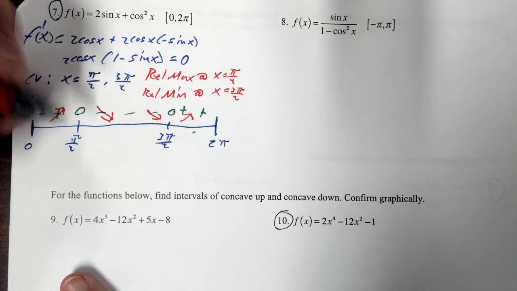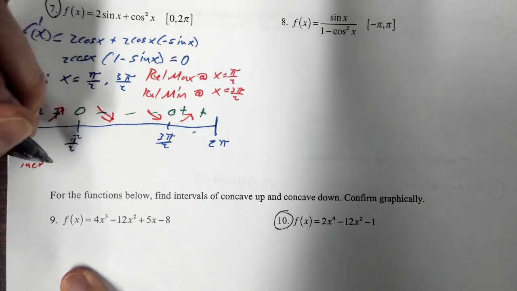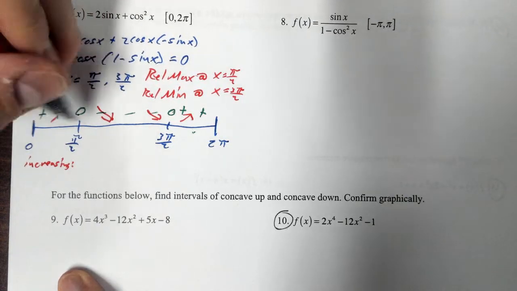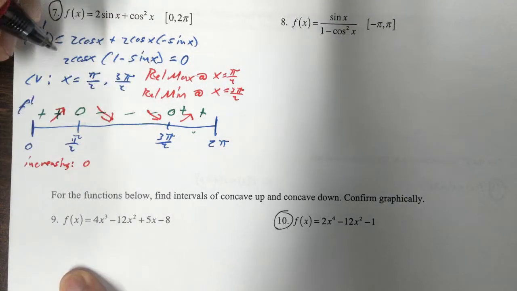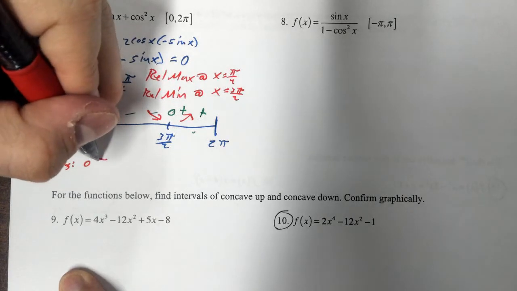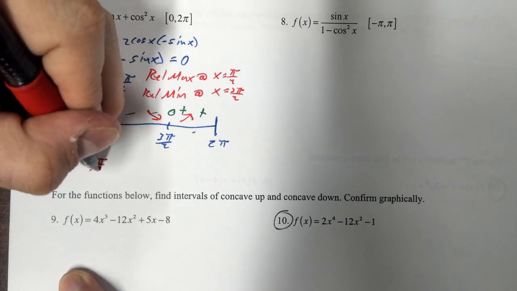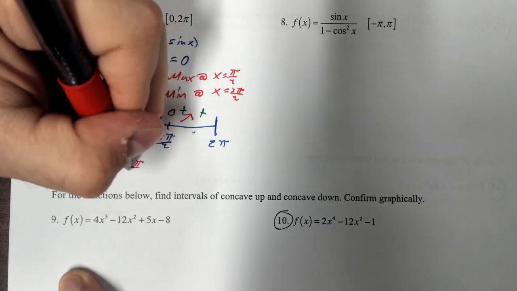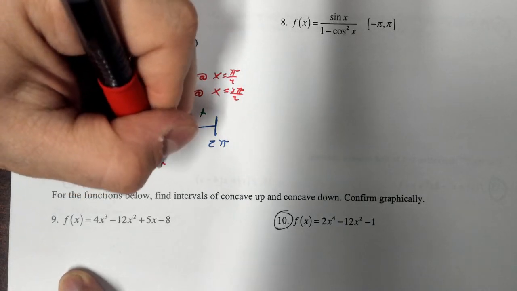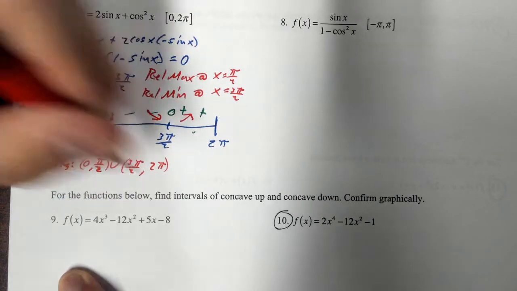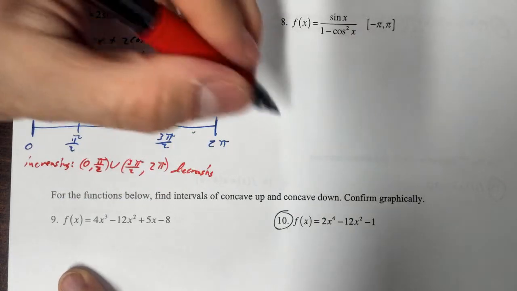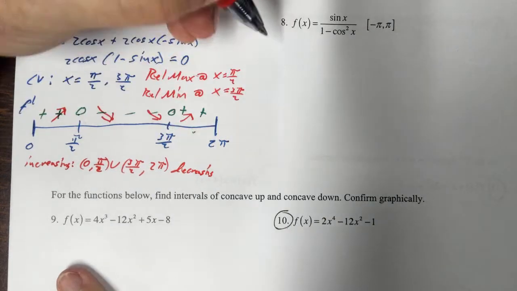We didn't write increasing and decreasing, so we are increasing from 0 to pi over 2 union 3 pi over 2 to 2 pi. And then we're decreasing from pi over 2 to 3 pi over 2.